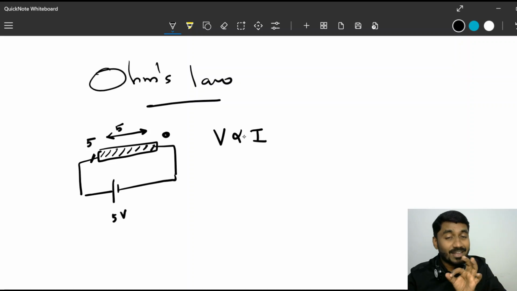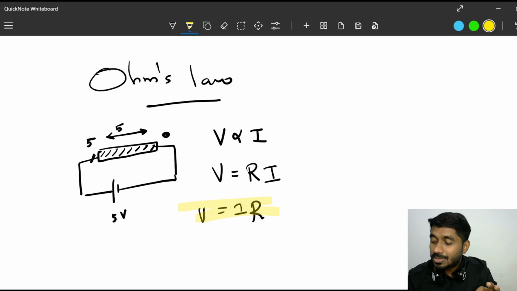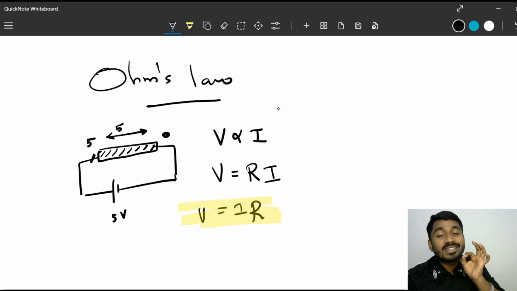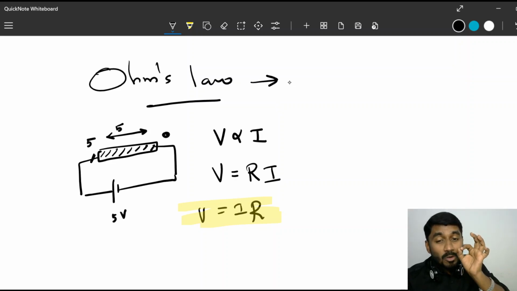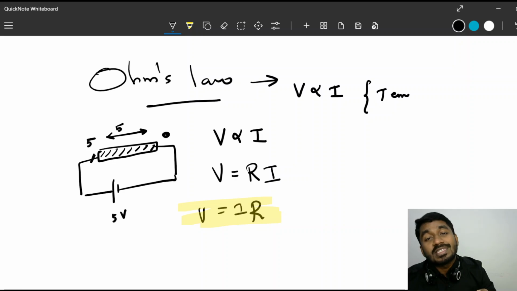One more factor controls all this. I multiply with a proportionality constant R, and we get V is equal to IR. This equation is based on Ohm's law. And what is Ohm's law? Definitely we will get a question asking to define Ohm's law. Ohm's law says that in a conductor, the potential difference across the two ends of the conductor is directly proportional to the current flowing through the conductor, provided that the temperature is constant.